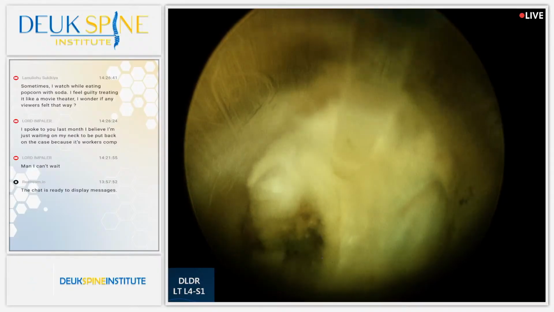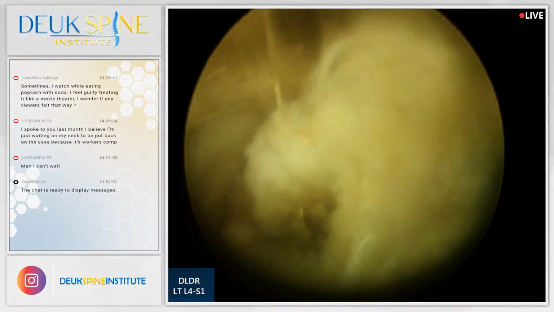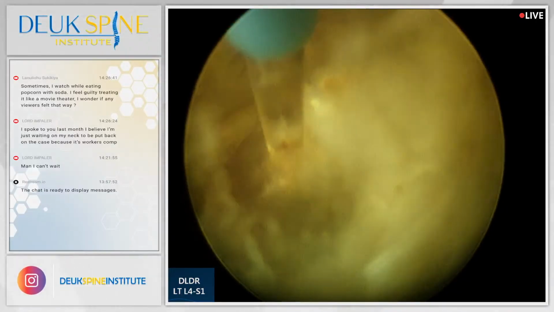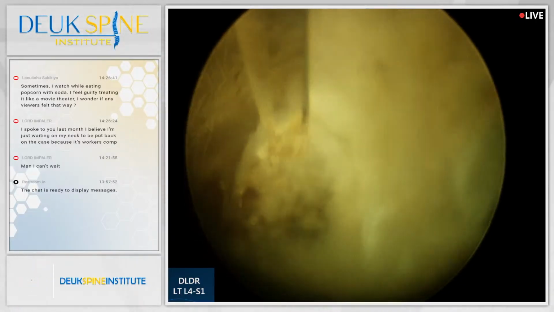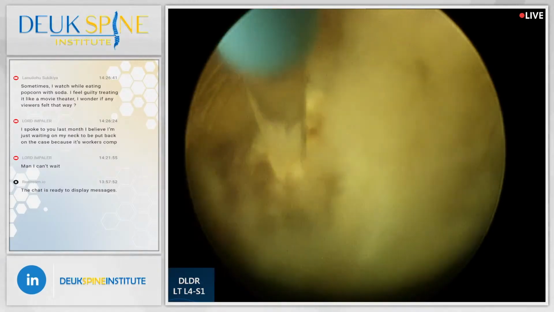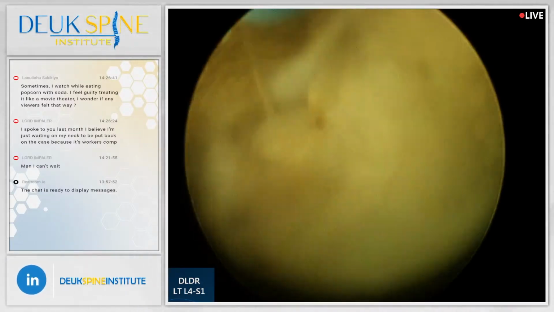All right, just about finished here at L5-S1. And I'm going to move on to L4-5 next. L4-5 is more degenerated, more collapsed than the L5-S1.